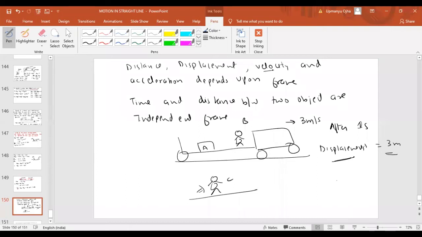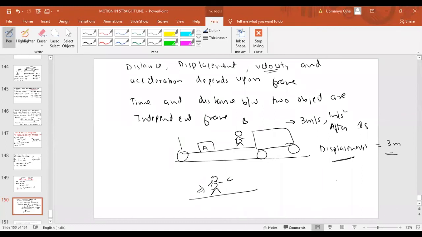Now, what about velocity? What is the velocity of A with respect to B? 0, because the body is not moving. And what is the velocity of A with respect to C? 3 meter per second. Very good. Similarly, in this case, if I tell you the acceleration of this truck is 1 meter per second square, then what is the acceleration of A with respect to B? 0. And the acceleration of A with respect to C? 1 meter per second square.